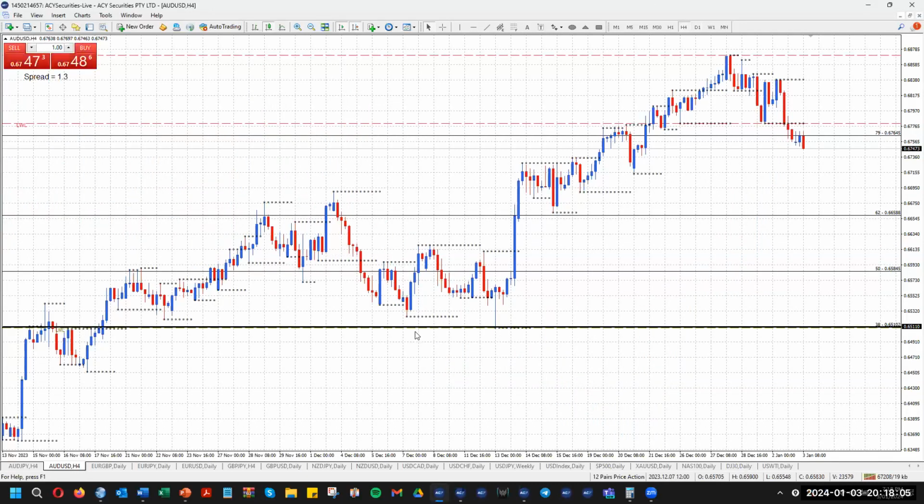All right, so this is your major level of support. Price comes down on the 4-hour and rejects. And then if you want to enter off the 4-hour chart as a 4-hour entry, then simply look for a break of a 4-hour candle. The first break of a 4-hour candle happens here.